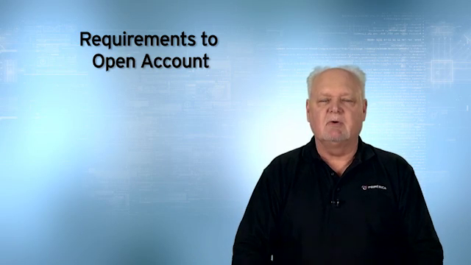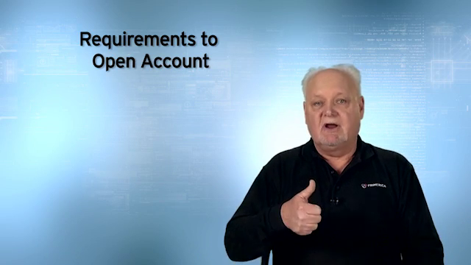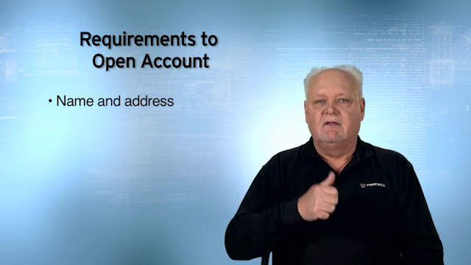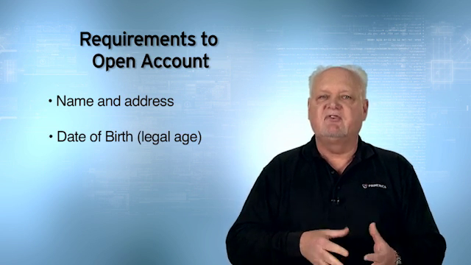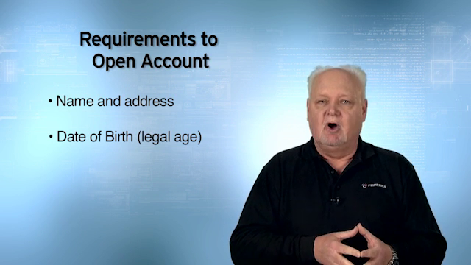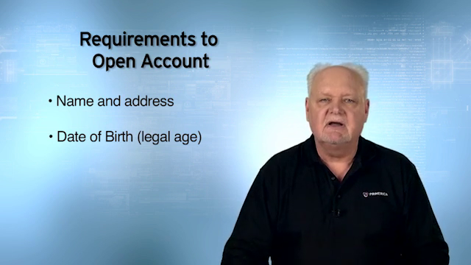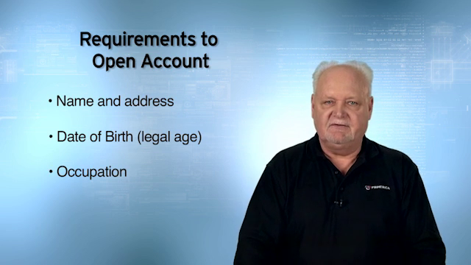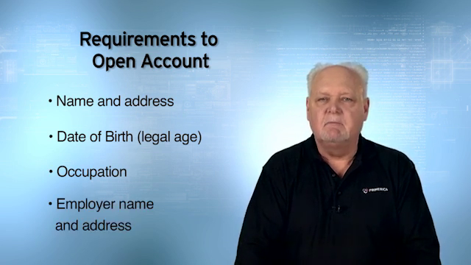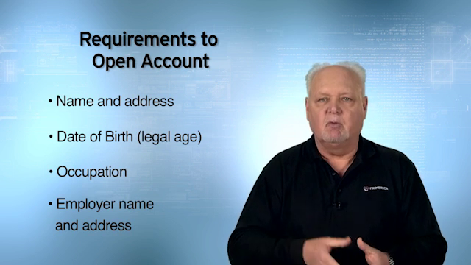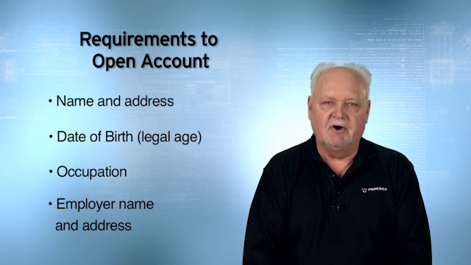What's the information that we're going to gather on the new account form? We're going to get the name of the client, their address, their date of birth. Now, we're getting the date of birth to make sure that they are of legal age to open an account. We also want to find out what their occupation is. We're going to also gather information about their employer. What's the name of their employer? What's the address for their employer?